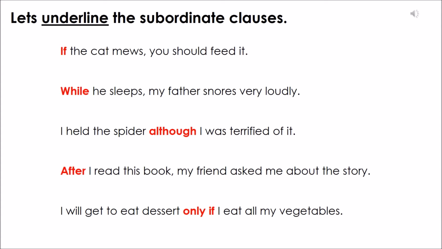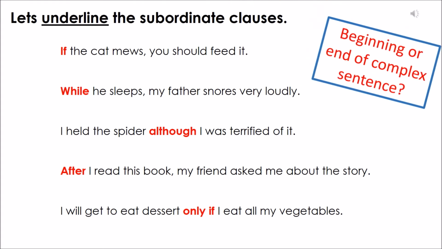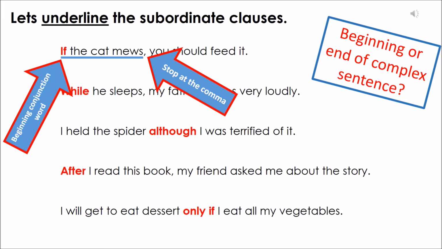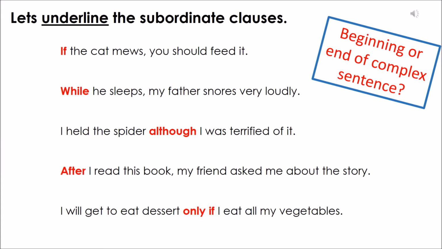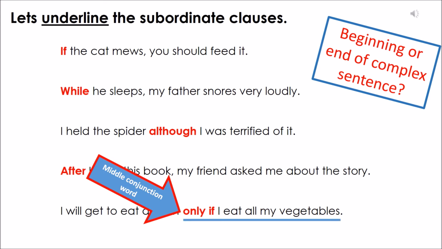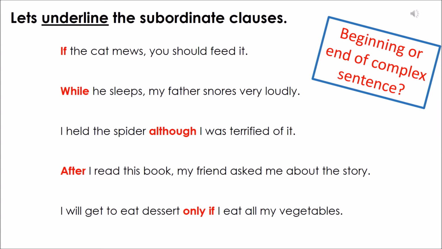Next, we have a look to see if that conjunction word is at the beginning or the end of the complex sentences. We always know that the conjunction word comes with the subordinate clause. It works as its own little package, right? Which means that if it's the beginning of the sentence, we need to stop at the comma. That is our subordinate clause. And then if it goes in the middle of the sentence, those words plus the words after it are our subordinate clause. So here we can say, if the cat meows, you should feed it. So the subordinate clause part is if the cat meows, because we see it finishes there with a comma.